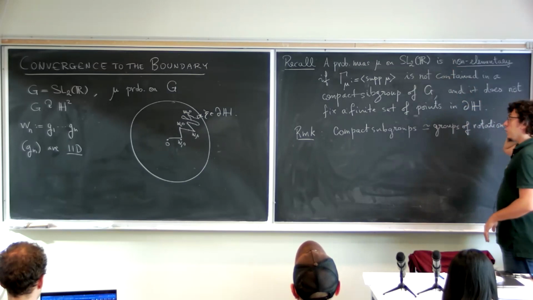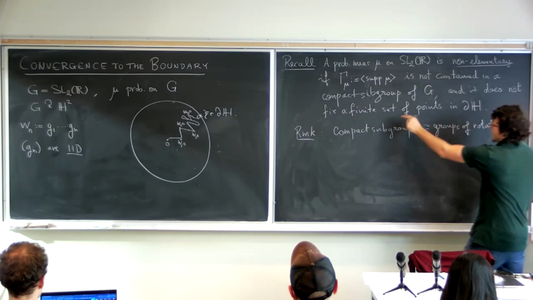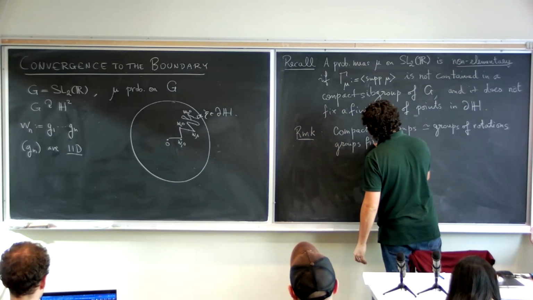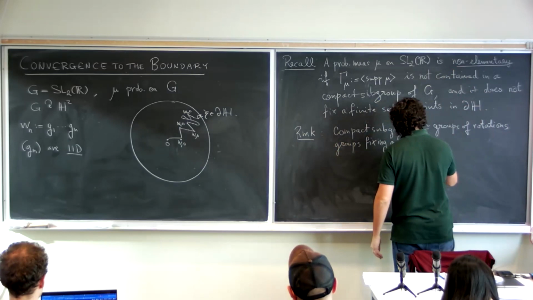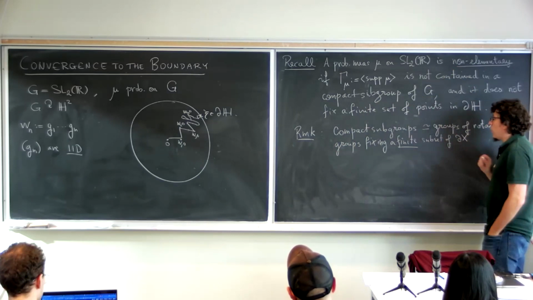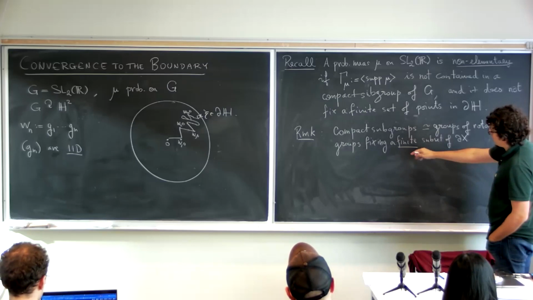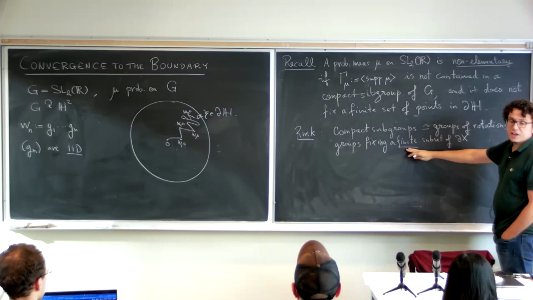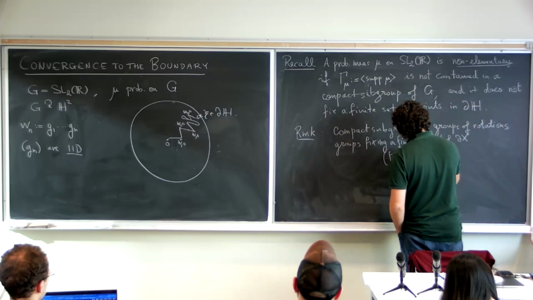And the other one is the groups fixing a finite subset of the boundary of X. Well, you remember that this finite subset can only have either one element or two elements in this case. So in this case, it's fixing one or two elements.